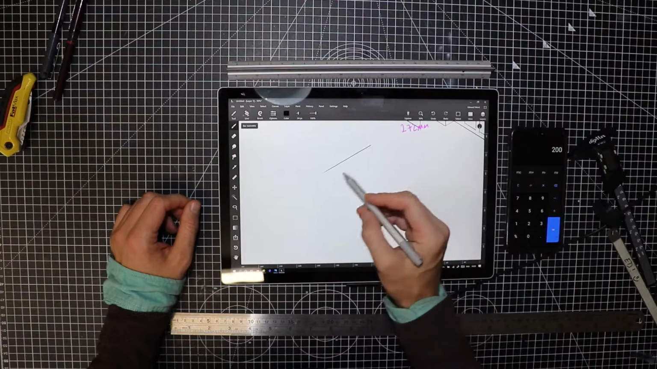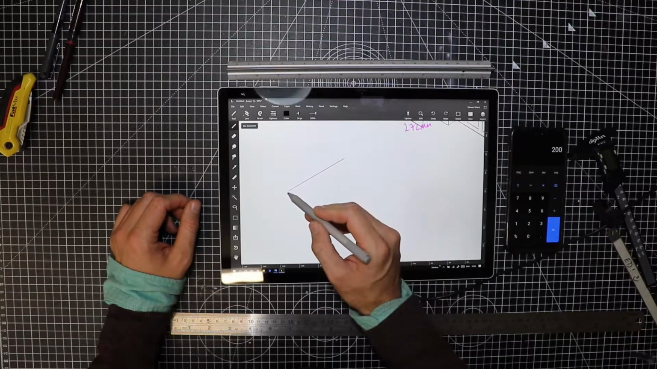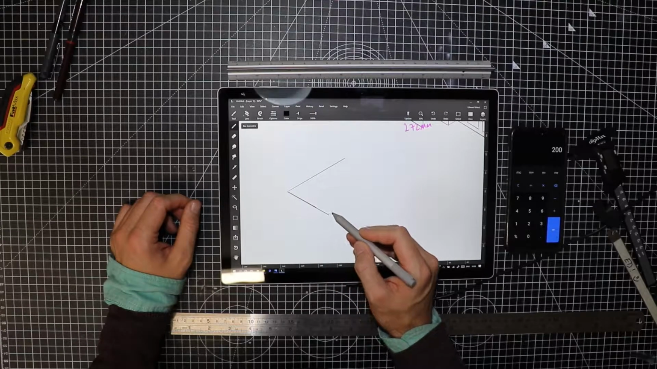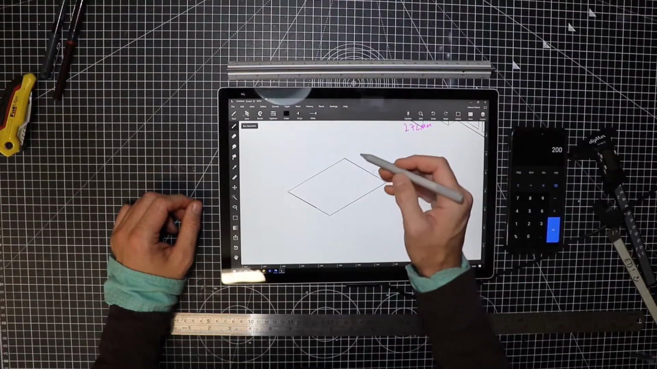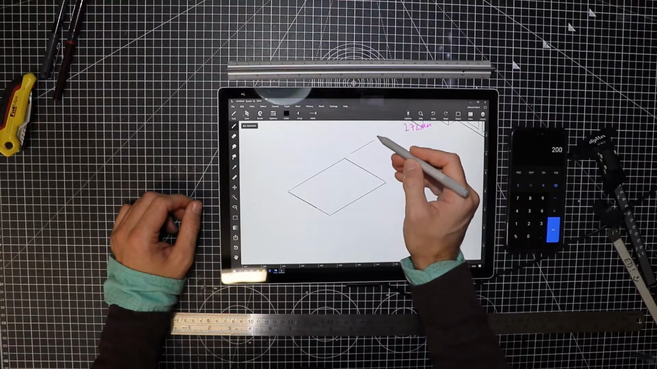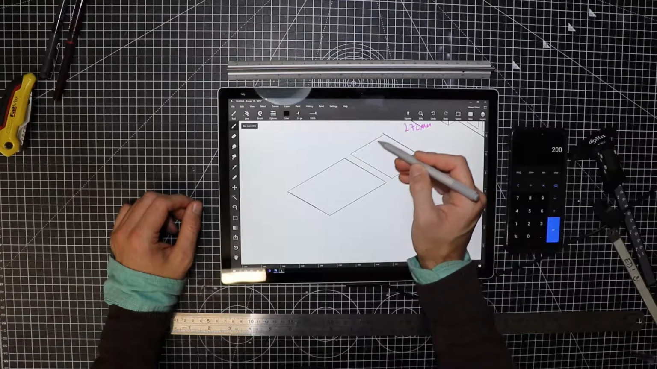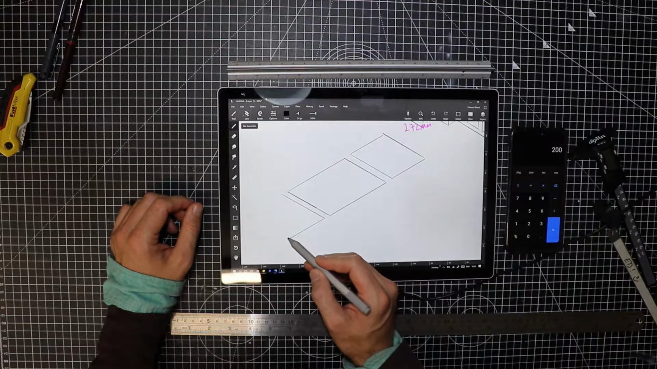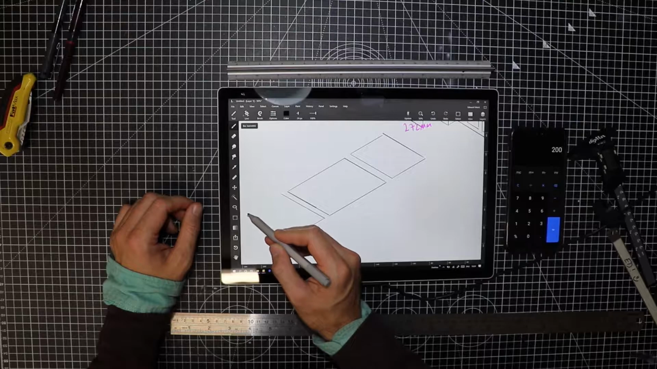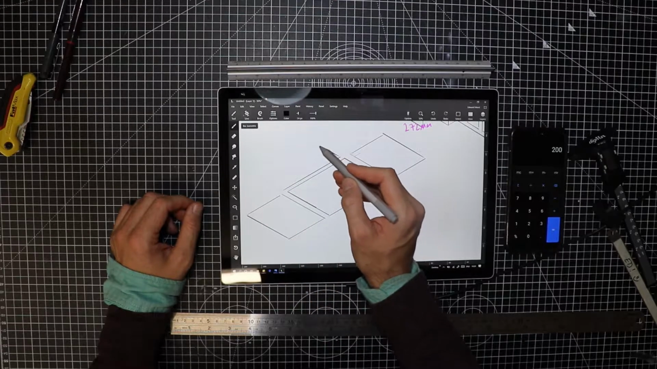Kind of make this as a bit of a breakaway drawing. So we have our floor plan. We have our side wall. We have our other side wall. Just kind of guessing with the measurements here just to approximate their sizes.